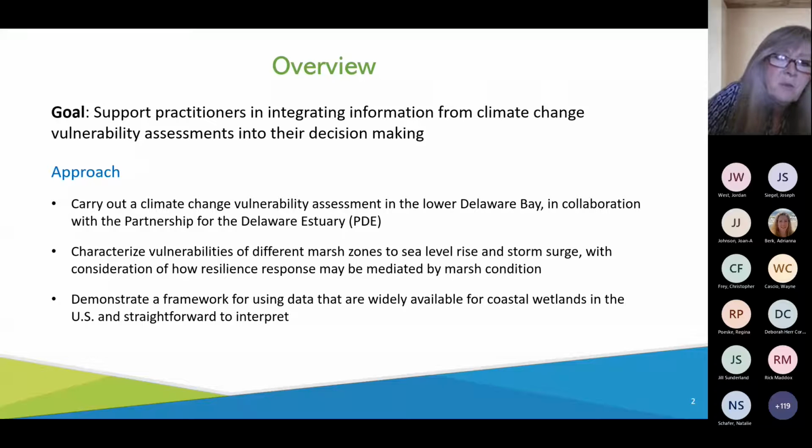We approached this by carrying out a climate change vulnerability assessment in Lower Delaware Bay, obviously with PDE, to characterize vulnerabilities of different marsh zones to sea level rise and storm surge, with additional consideration of marsh condition as a modifier, but also to demonstrate the framework for using data that's widely available for coastal wetlands in the US and are also reasonably straightforward to interpret.